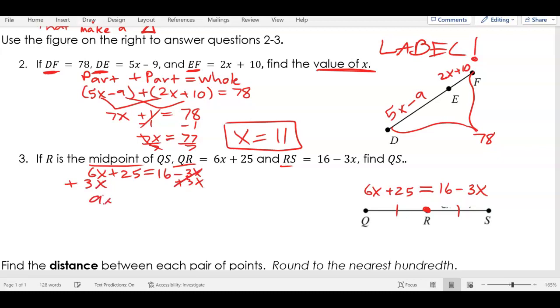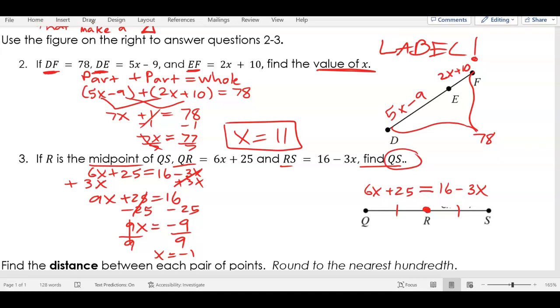Okay, so I got 9x plus 25 equals 16. Get rid of the loner 25 on the side of x. 9x equals 16 minus 25, which is negative 9. And then to get rid of the 9 in front of x, we divide. Negative 9 divided by 9 is negative 1. Now, am I looking just for x? Oh, I'm looking for QS. So I'm not done yet. Negative 1 is not the answer.